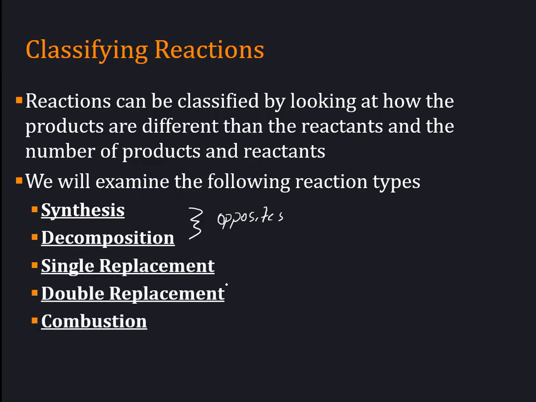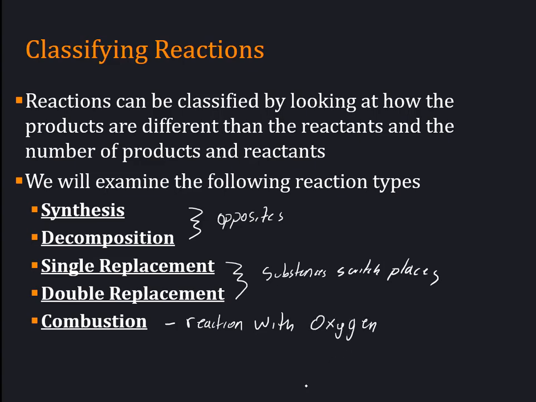And then we have replacement reactions. In replacement reactions we have things switching places, so substances switch places. And then we have combustion, which is reaction with oxygen. And this is exactly what it sounds like. Combustion means fire, and we need oxygen for fire. So in a combustion reaction, we're going to react some kind of fuel with oxygen. So let's take a little bit closer look at each one of these.